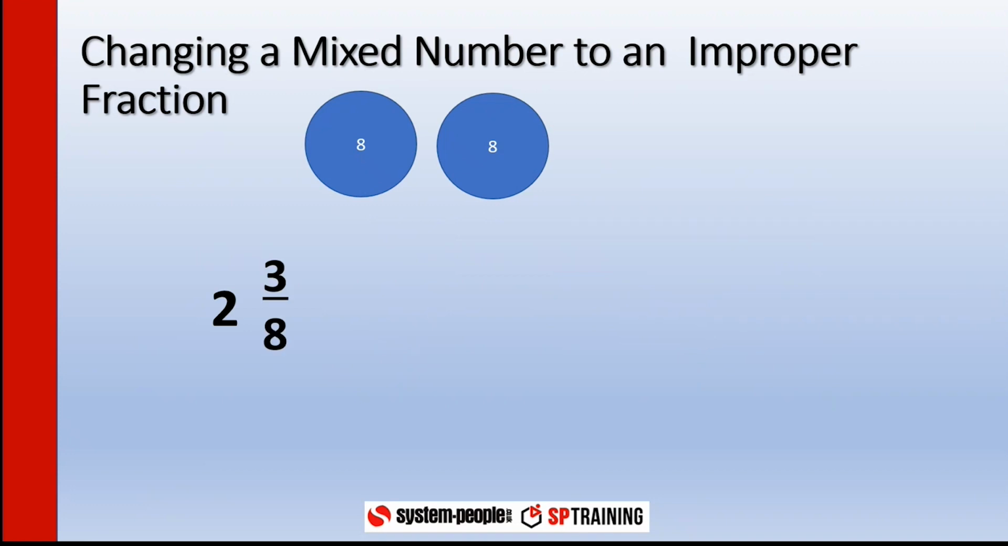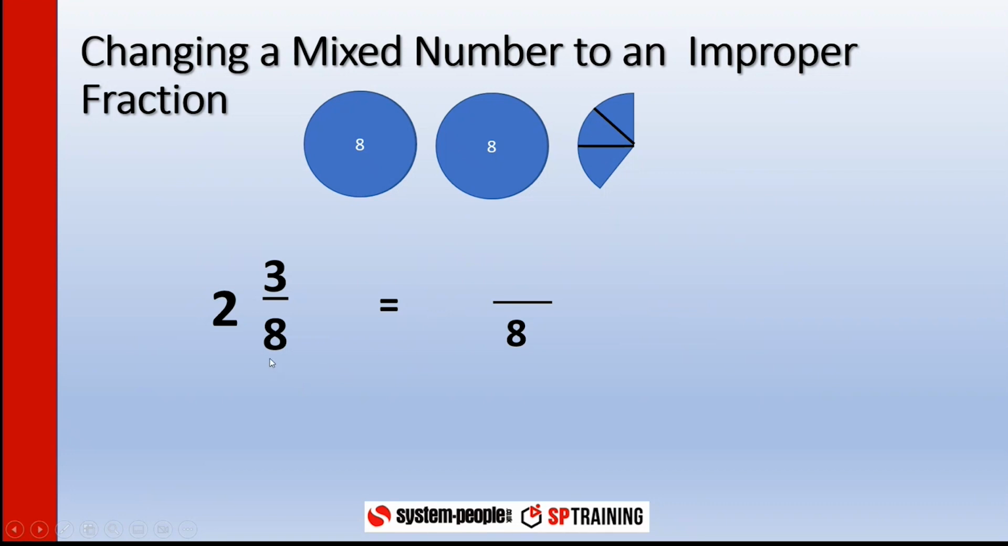Well, if you look there in the two whole numbers, we have got 8 eighths in each one of these. Okay, so we're going to change 2 3/8 into an improper fraction. So we're going to get rid of the whole number. And if I visualize it, here's 2 whole numbers and 3 eighths. We want to work out how many eighths there are altogether.